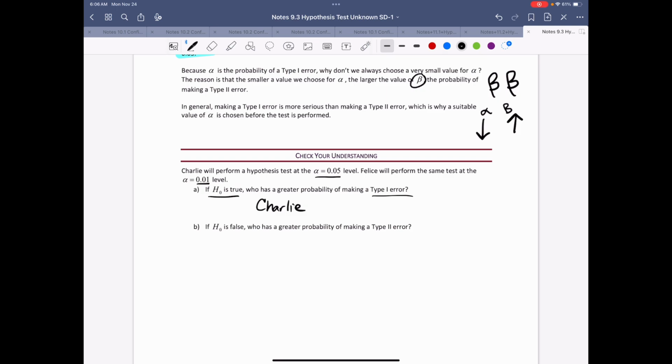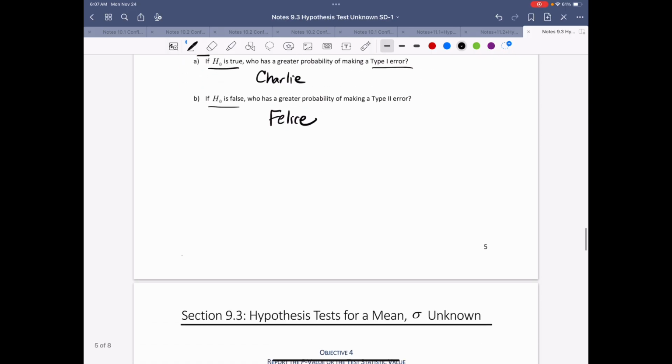Now, if H0 is false, the same thing. It has to be false for type 2. Who has a greater probability of making a type 2 error? And look at Charlie and look at Felice. Felice made her alpha level really, really low. That brought her beta level up. So this is Felice. All right, and that's how you determine who has the higher chance based on your alpha level.